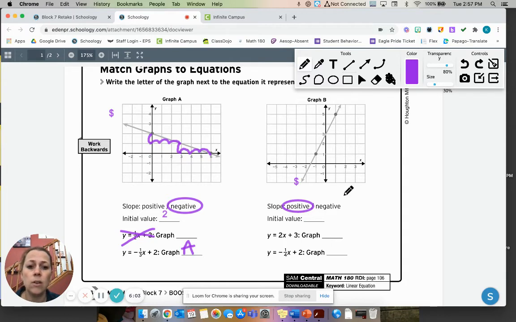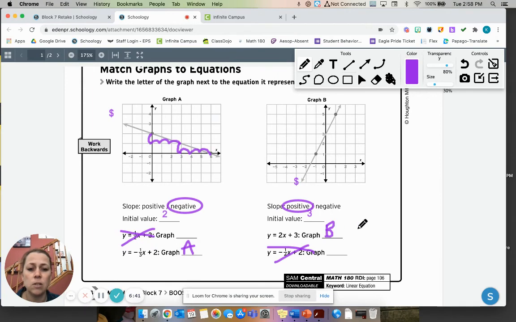Okay? Let's look at graph B. Our initial value, remember, is where it crosses the y-axis. And where does it cross the y-axis? At the number 3. So our initial value is 3. And if I look down here at my two options for equations, this has plus 3. This has plus 2. I do not want plus 2 because that's not the same as 3. So this equation is out. Therefore, graph B matches our first equation.